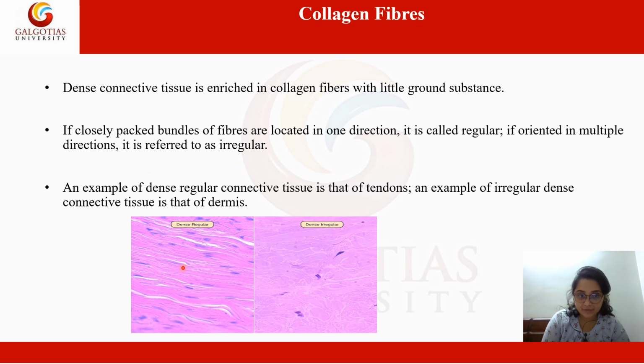We can see from this diagram, this is the dense collagenous one, and this is the non-dense one. An example of dense regular connective tissue is that of tendons, which connect bone to muscles, and an example of irregular dense connective tissue is that of the dermis of the skin.